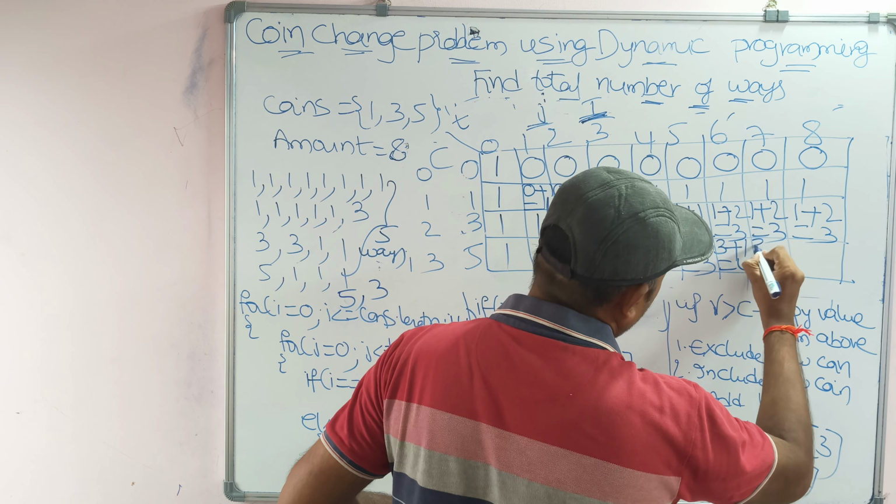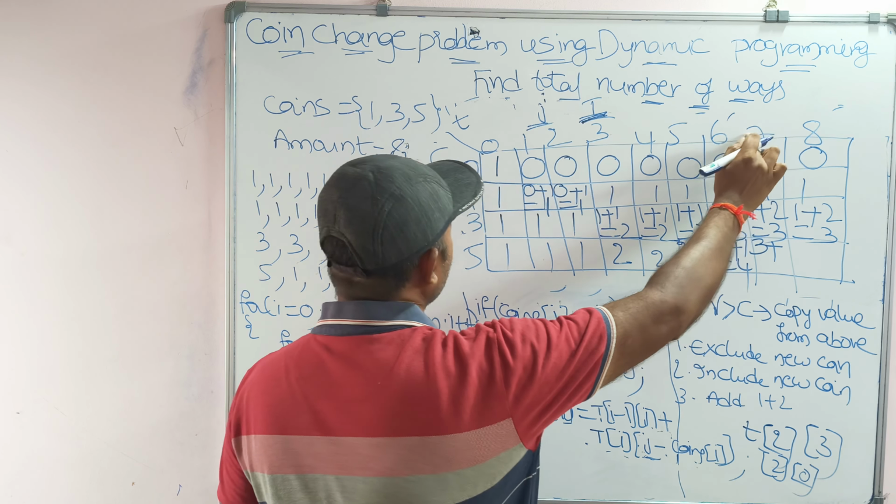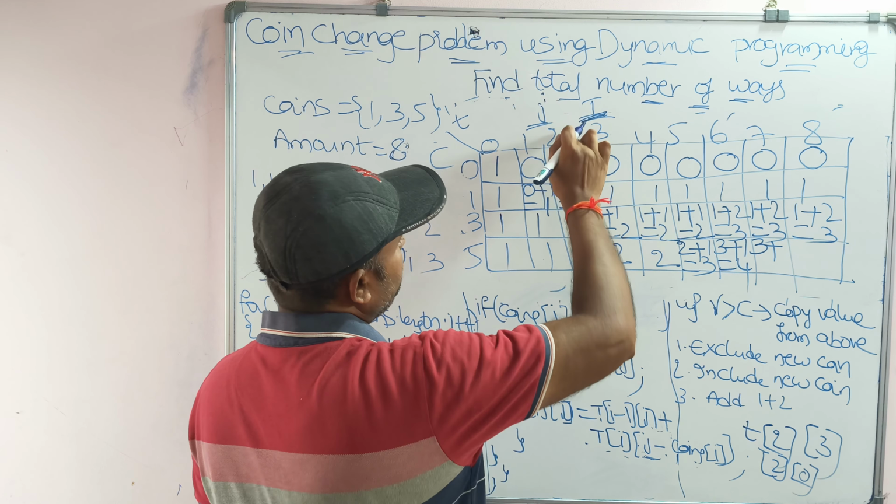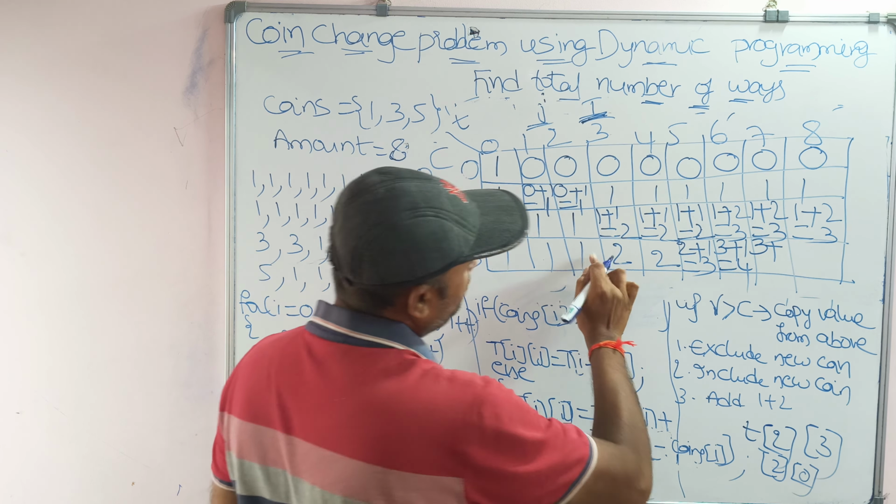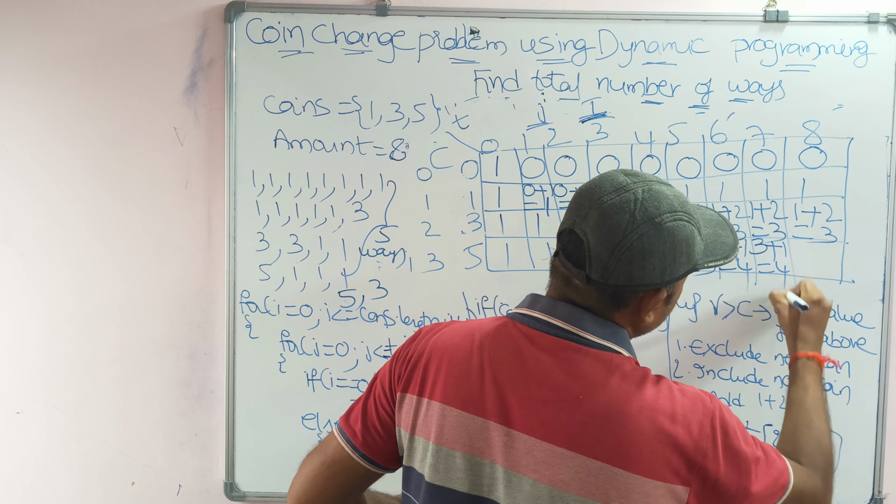Next, exclude the new coin. Next, include the new coin. That means 7 minus 5. 7 minus 5 means 2. In the same row, 2 can be arranged in one way. 3 plus 1 means 4.